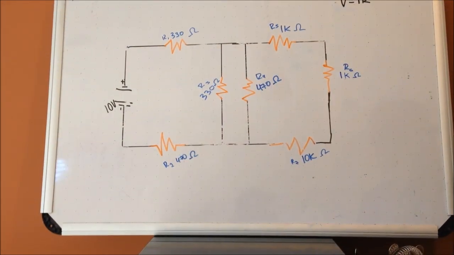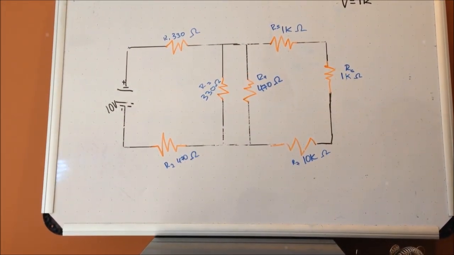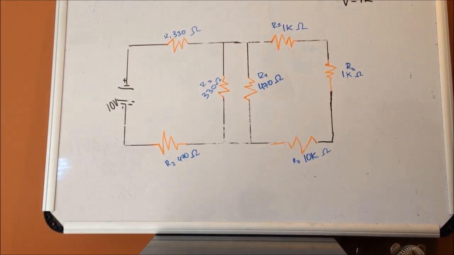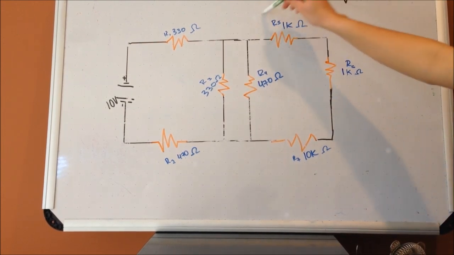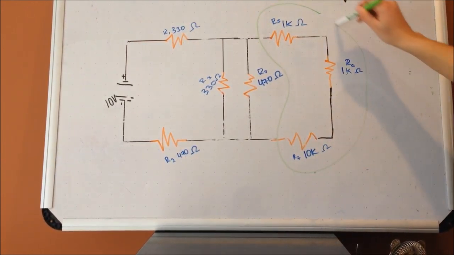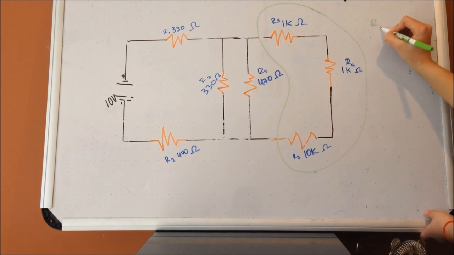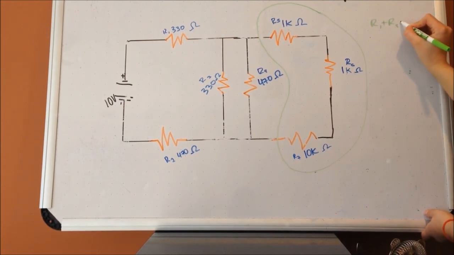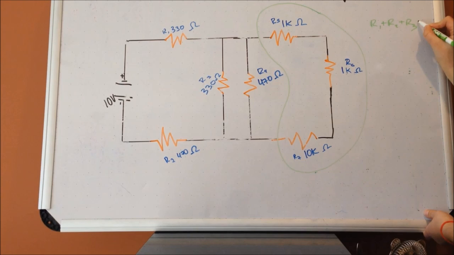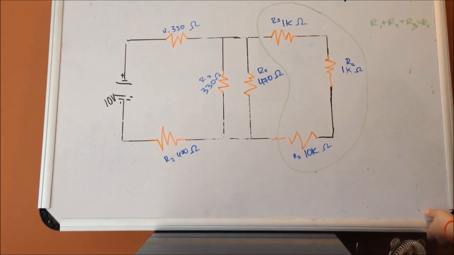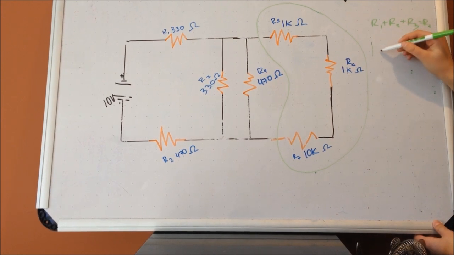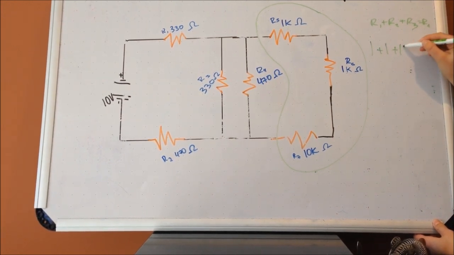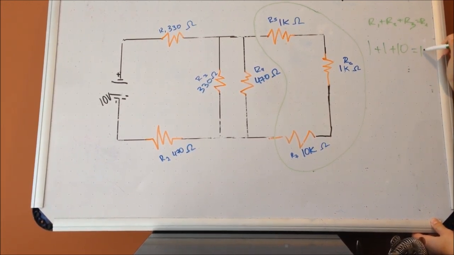To find the total resistance in the circuit, you want to simplify the whole circuit into a simple series circuit. So starting from the opposite side of the battery, we notice that R5, 6, and 7 are in a series circuit. We can combine them using the formula R1 plus R2 plus R3 equals total resistance. So let's calculate that. 1K plus 1K plus 10K equals 12K.